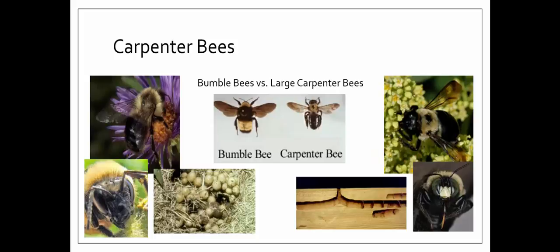Carpenter bees are another type of native bee found in Texas. They are very large and are often mistaken for bumblebees. There are a few visual as well as behavioral characteristics, though, that distinguish the two. One major distinguishing characteristic is that bumblebees have very hairy abdomens. However, carpenter bees have almost no hair on their abdomens. They will have hair on their thorax, but their abdomen will be a shiny black color.